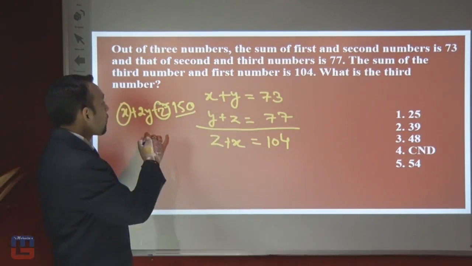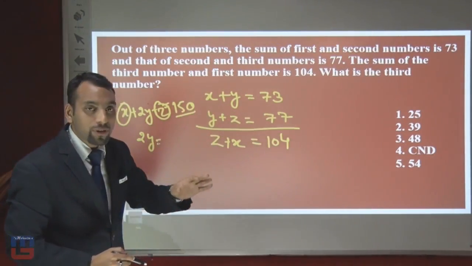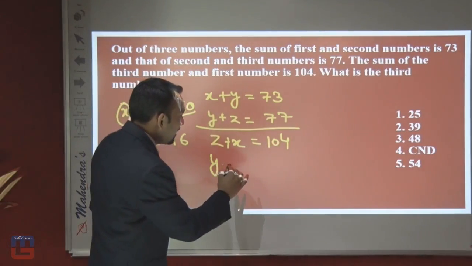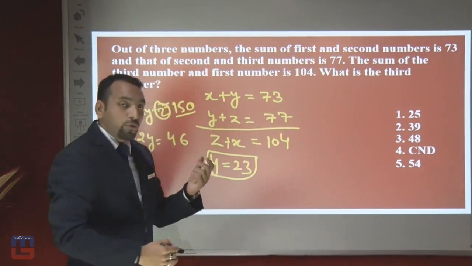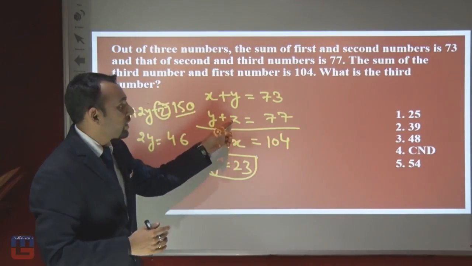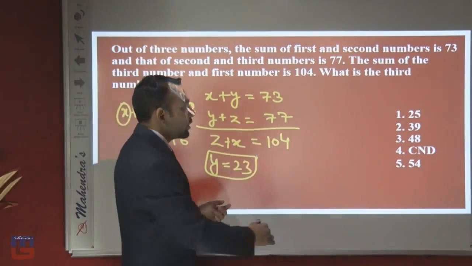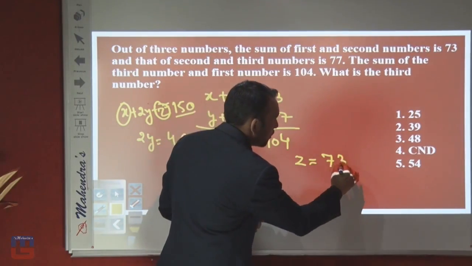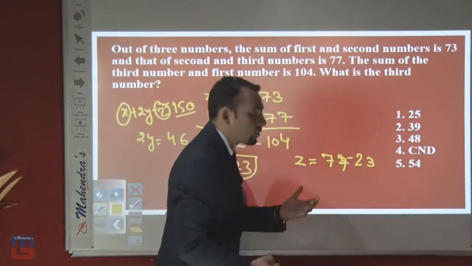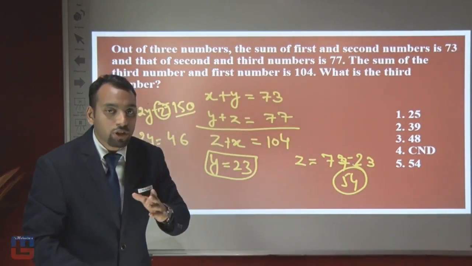So here we will get 2y equal to, if we subtract 104 from 150, 46. All right. So y is equal to 23. Now we have y equal to 23, and we have to find the third number, that is z. If y plus z is 77 and y is 23, then z will be equal to 77 minus 23. So 7 minus 3 is 4, and this is 54. So the correct answer of this question will be 54.